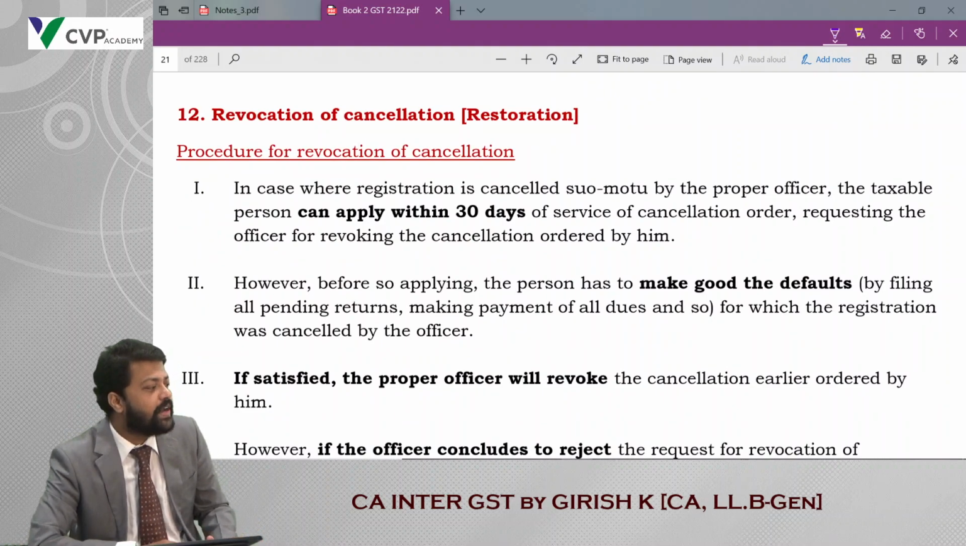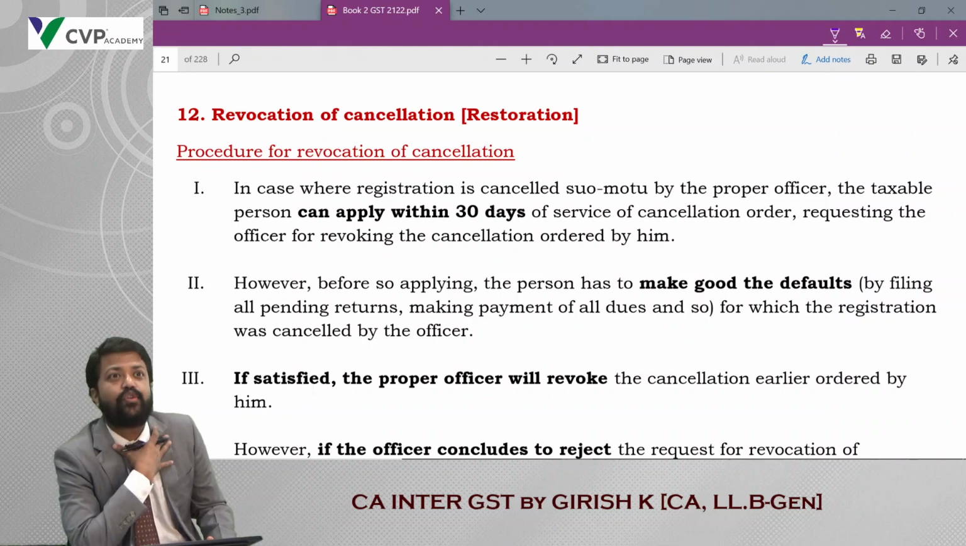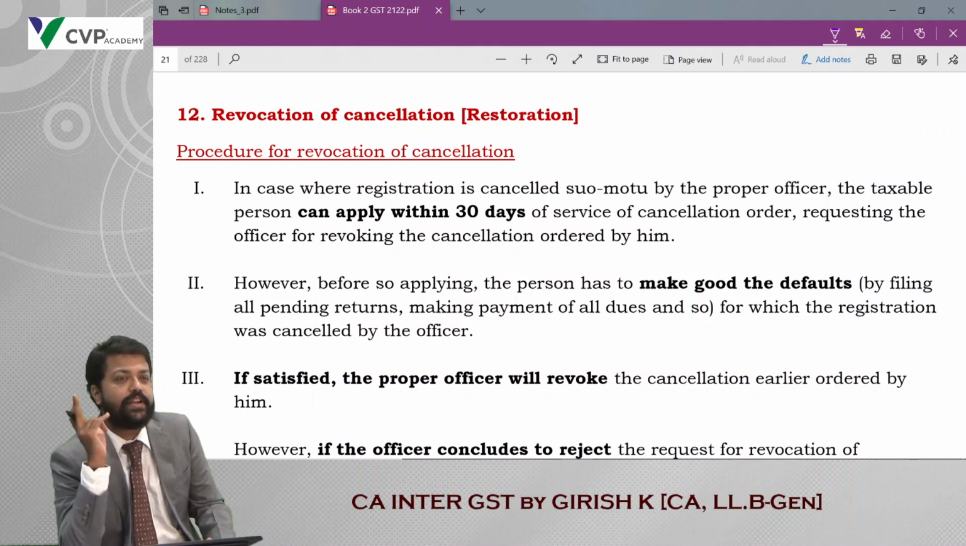Then the revocation of cancellation. Restoration means my registration is cancelled, but I want to do business. I want to make good the situation. I was having a working capital crunch, cash flow crunch, stress on working capital. Now my business orders have started and I can pay off the liability with interest. So I want my registration back, so I apply for revocation of cancellation.